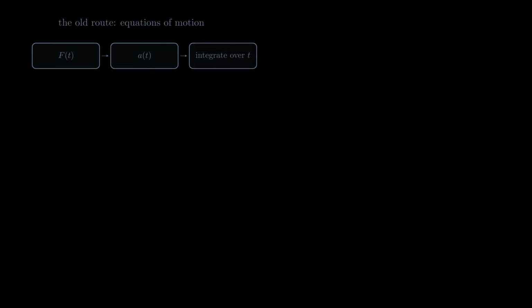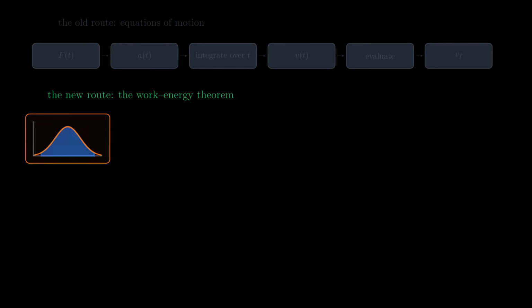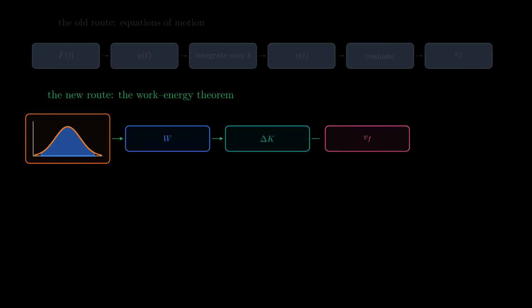Step back and see what the theorem buys. The old route to a final speed runs through the equations of motion. Find the acceleration at every instant, integrate over time for the velocity function, then evaluate it. The new route computes one number, the work, the area under the force versus position curve, and that number is the change in kinetic energy, exactly.